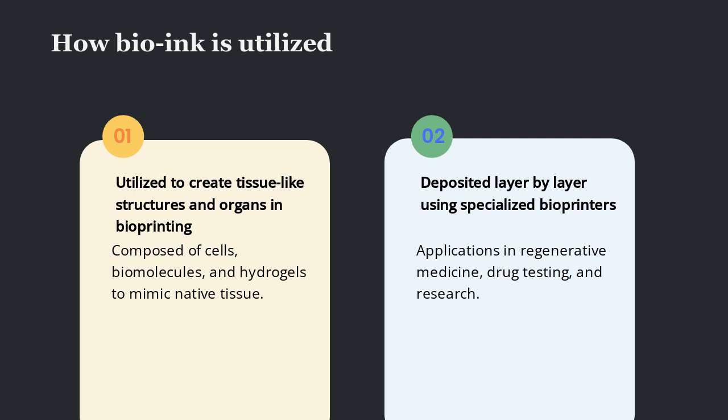Bioprinting and Biolink play a crucial role in creating tissue-like structures and organs. The Biolink, composed of cells, biomolecules, and hydrogels, mimics native tissue, offering diverse applications in regenerative medicine, drug testing, and research. With the use of specialized bioprinters, the Biolink is deposited layer by layer, showcasing the innovative potential of this technology.